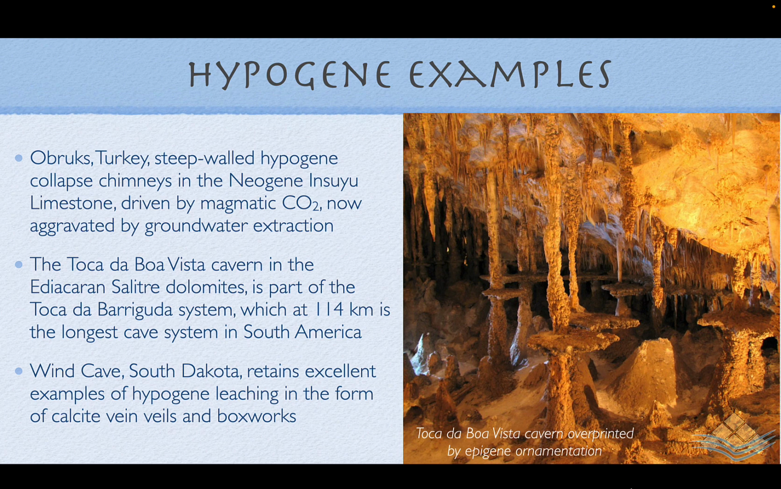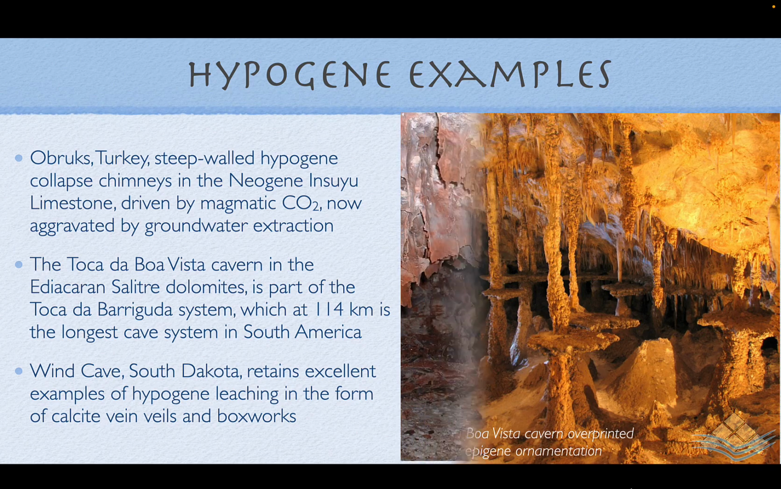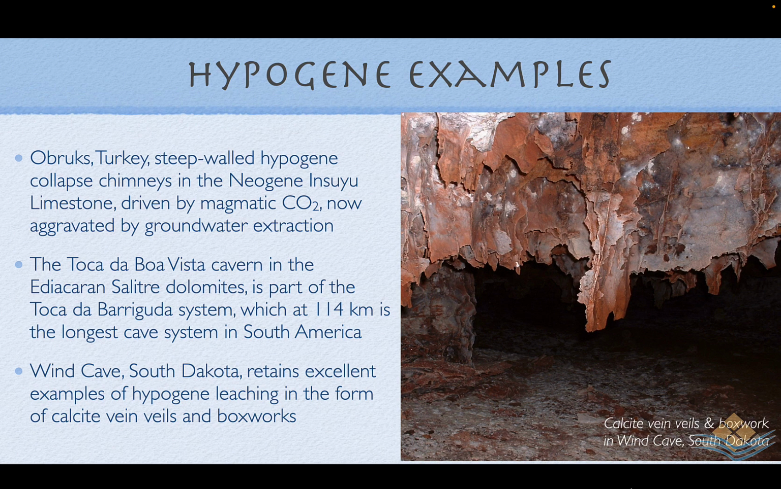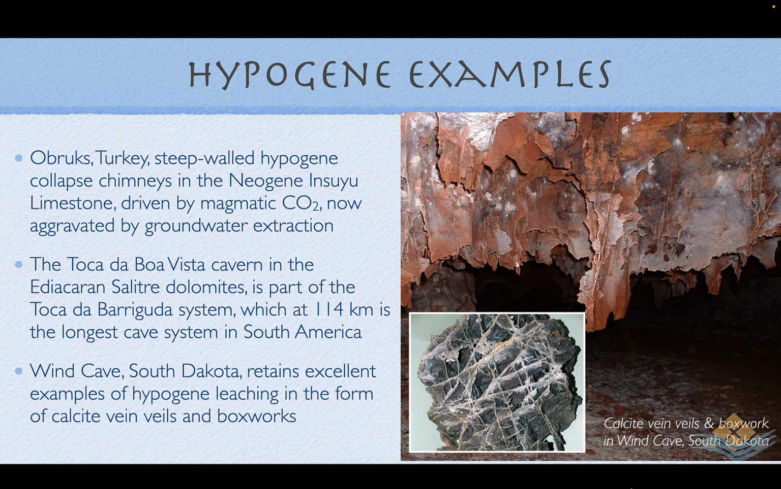on those fused stalactite-stalagmites. And lastly, another well-studied hypogene system are the early stages of Wind Cave in South Dakota, which contains excellent examples of what were hypogene leaching of the wall rock by sulfuric acid solutions, forming these very characteristic calcite vein veils hanging from the ceiling, where we've leached the intervening matrix and just the calcite in the veins remains, and also that very characteristic boxwork texture associated with the Wind Cave hypogene stage. In the next section, we'll look at detailed indications of the hypogene origin of these cavities.